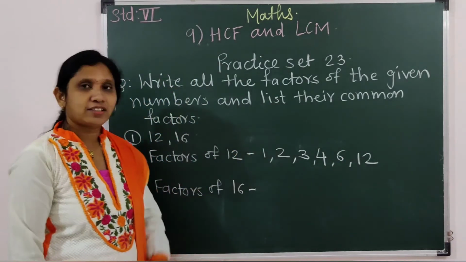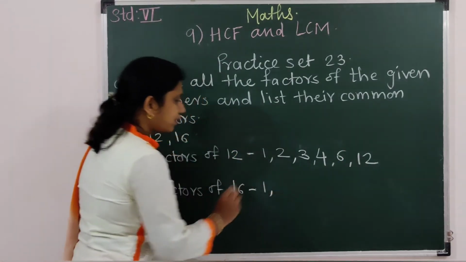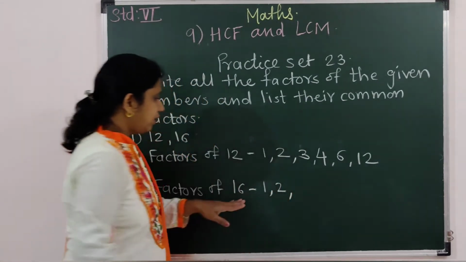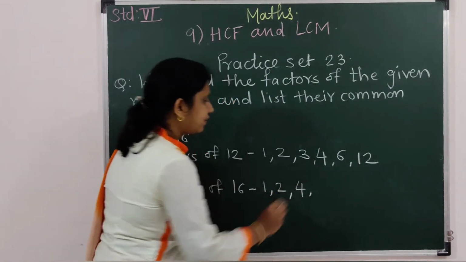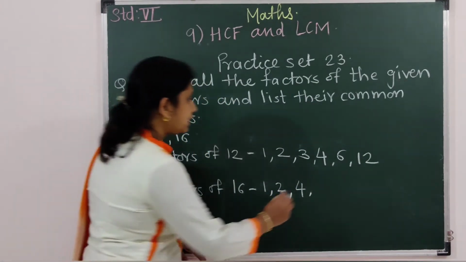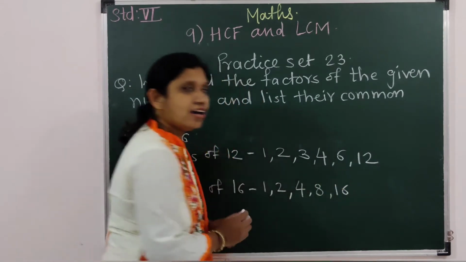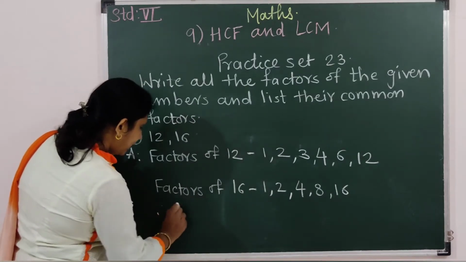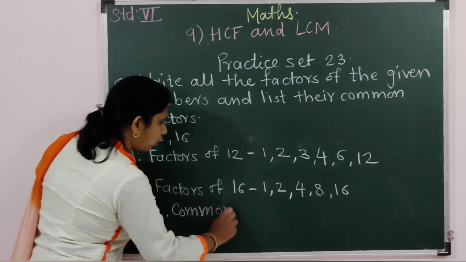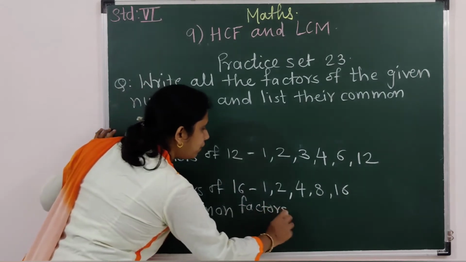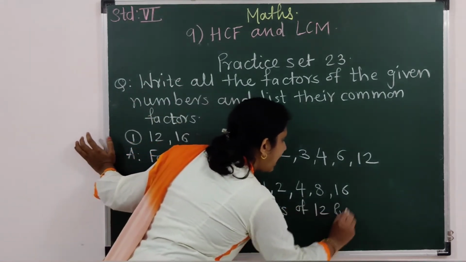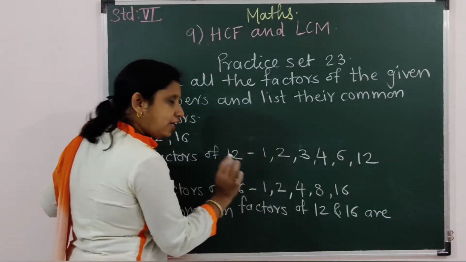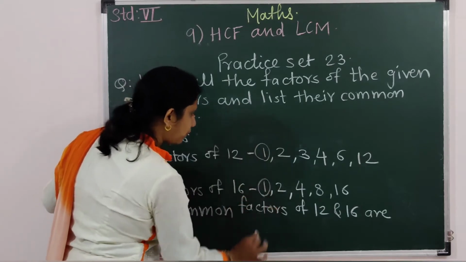Now let's write the factors of 16. 1, then on unit place digit is 6, so it is divisible by 2. 4 4s are 16. Then 8 2s are 16 and 16 ones are 16. Now we have to write common factors. So let's write, therefore common factors of 12 and 16 are, so underline or circle. We can circle also common factors.